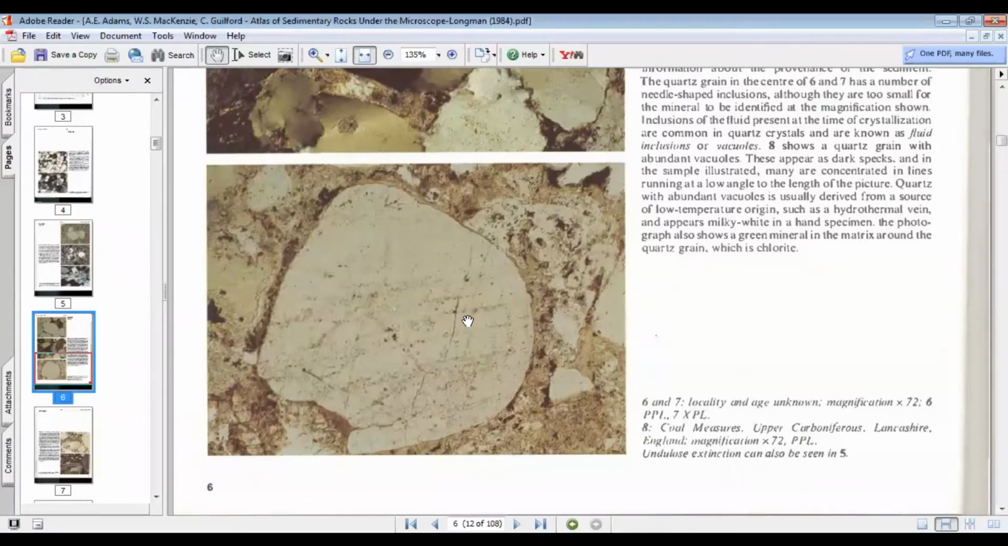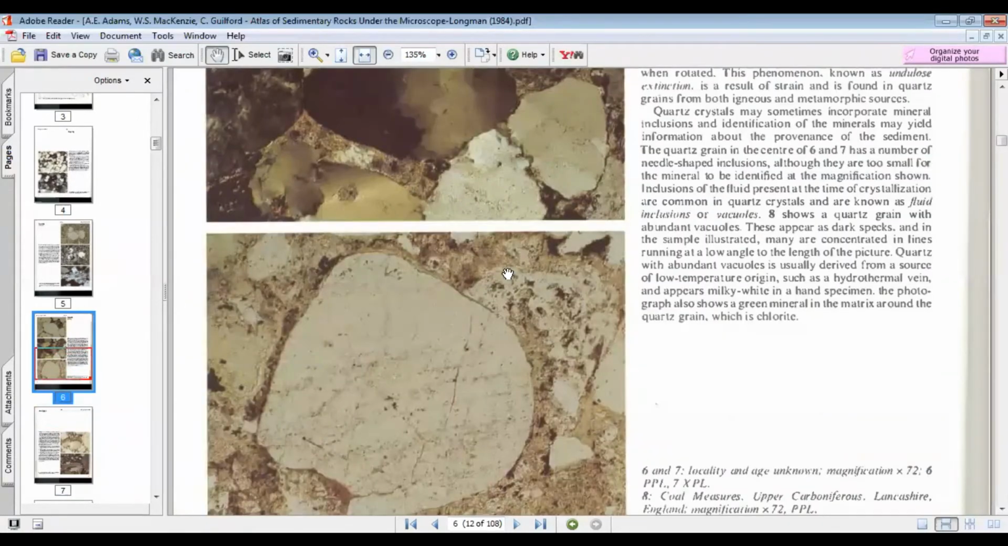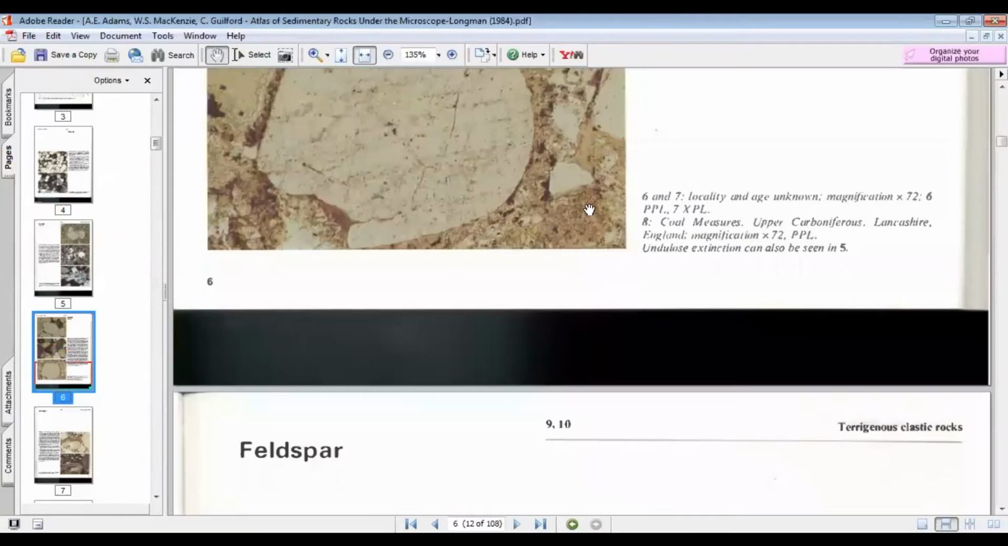So if you see this type of quartz in which you have lines on it, and it appears to be milky, and it doesn't have other quartz characteristics, then maybe this quartz is basically derived from a hydrothermal solution area, or hydrothermal vein, or hydrothermal deposit.